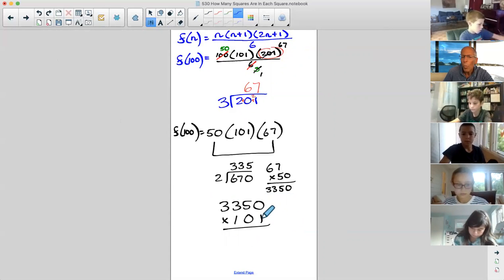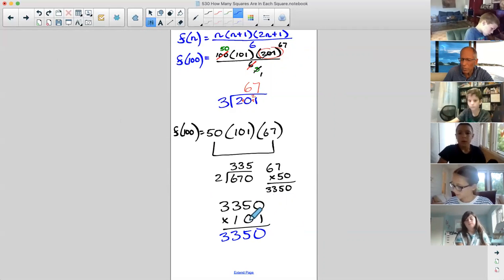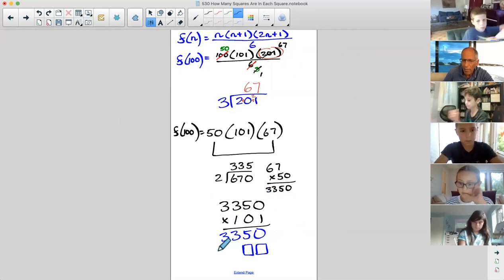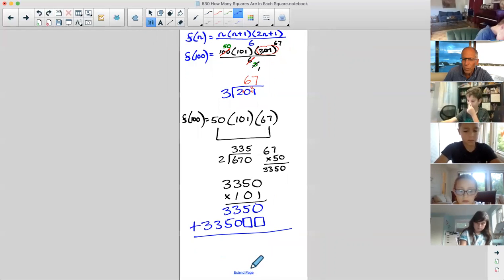Now, 1 times 3350 is what? Say it out loud. 3350. 3350. And now you don't need to do the zeros. It's a waste of time. But you have to create 2 place value holders. And then do 1 times that number again. And what do you get? 3350. Now all you have to do is add. And what do you get, guys?